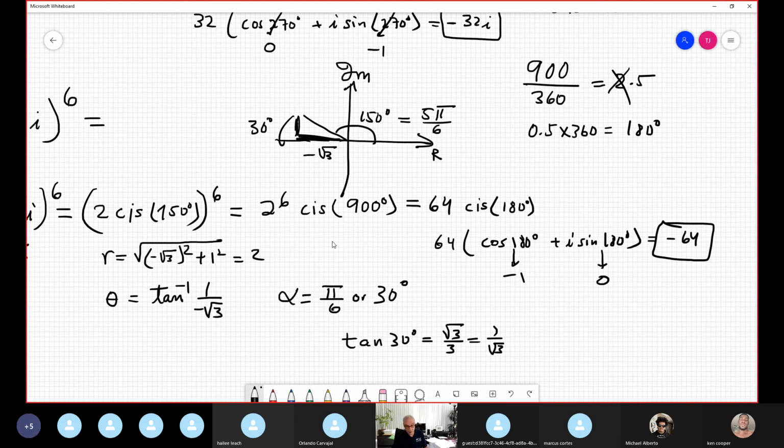We continue next time with more complicated problems with complex numbers, and not only powers but square roots, 4th roots, 6th roots, which get very, very long and complicated.